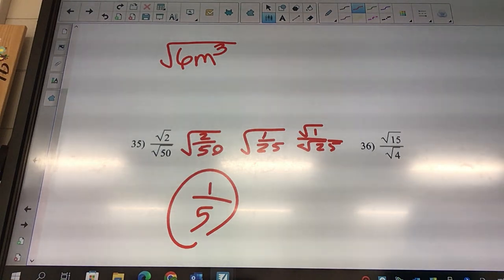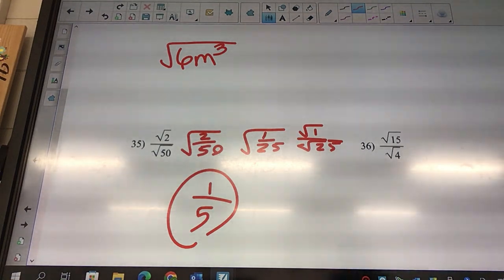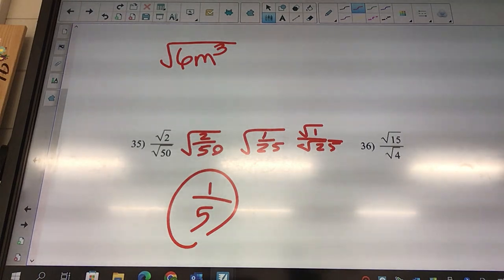Wait, which one do we click to simplify? You just type it as a fraction and then it'll do it. So 2 over 50.